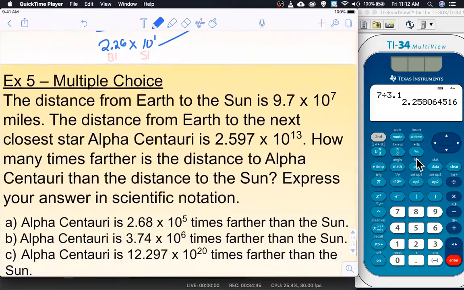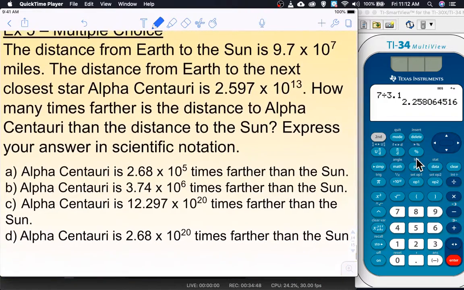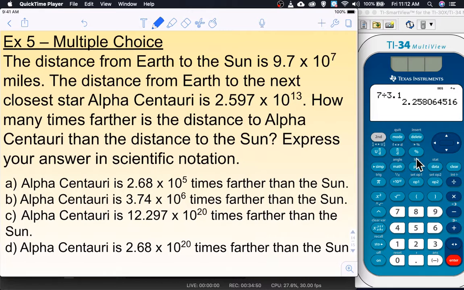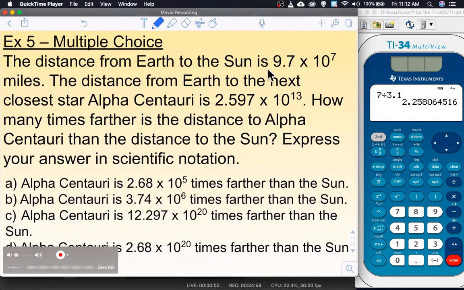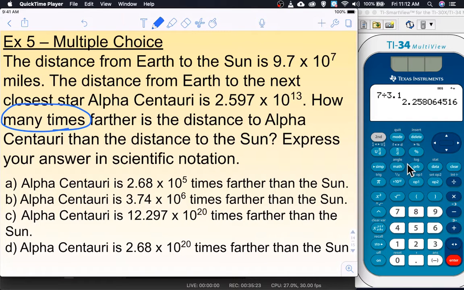Last question. The distance from the Earth to the Sun is 9.7 times by 10 to the 7th power miles. The distance from Earth to the next closest star, which is Alpha Centauri, is this many miles. How many times farther, there's that expression again, how many times farther is the distance to Alpha Centauri than the distance to the Sun? Express your answer in scientific notation.